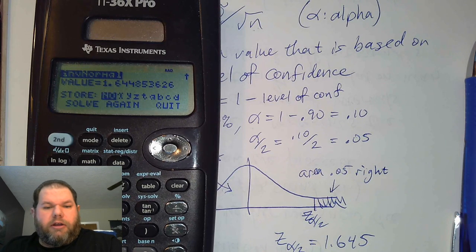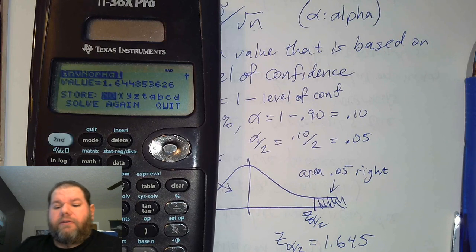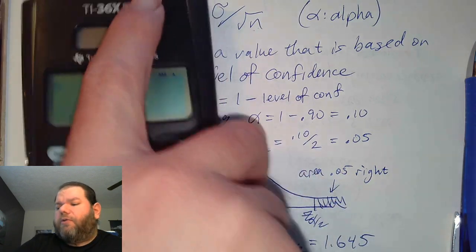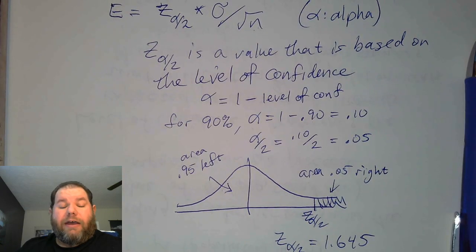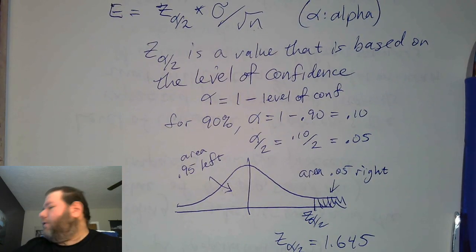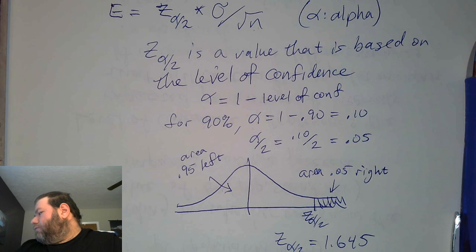Now again, I'm not going to have you actually calculate these. I've actually given you the z alpha over 2 values for common levels of confidence, so you'll have that provided. But I wanted to show you at least once how those numbers were arrived at. And these are the ones that we'll use most often.